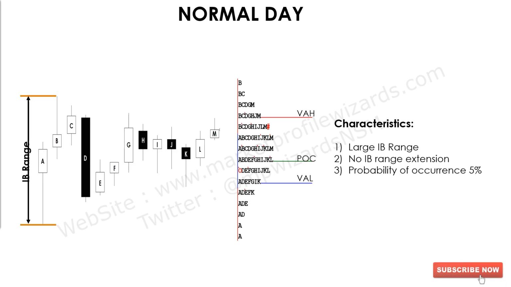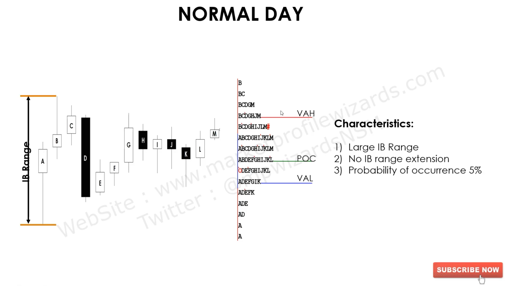The normal day probability is very small, about 5%. If I take the last 100 trades, I can only see 5 to 6 of them as a normal day structure. So from this we understand that whenever there is a large IB range, there is a probability of a normal day. This is the first piece of information. And the second is that the probability of this particular day structure is only 5%.